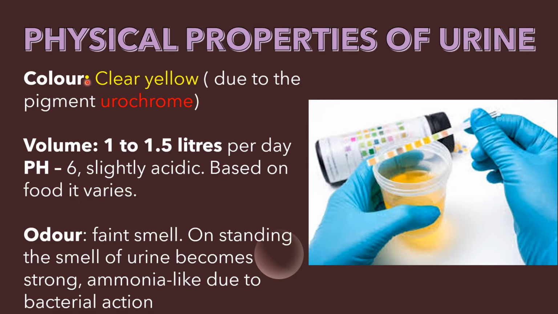Color. What is the color of urine? That is clear yellow in color. It's due to the pigment urochrome. Very important. Name the pigment that gives yellow color to the urine, that is urochrome.